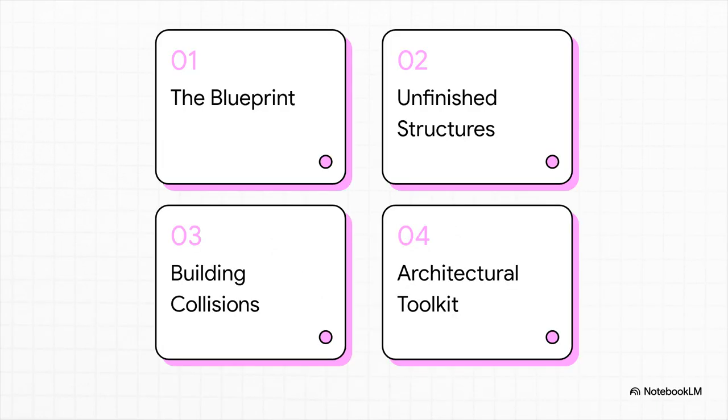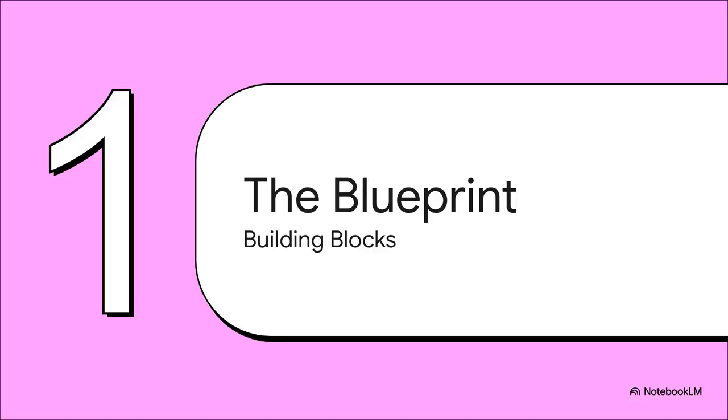First, we'll look at the basic blueprint for any good sentence. Then, we'll learn to spot 2 major structural problems, what I call unfinished structures and building collisions. And, to wrap it all up, we'll open up the architectural toolkit, which will give you everything you need to fix these issues with confidence. Okay, let's dive right into our first section, the blueprint.